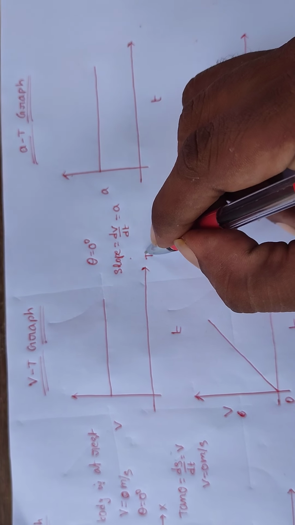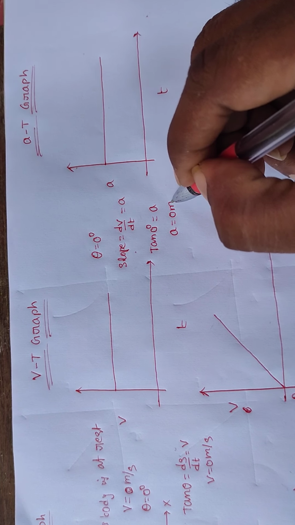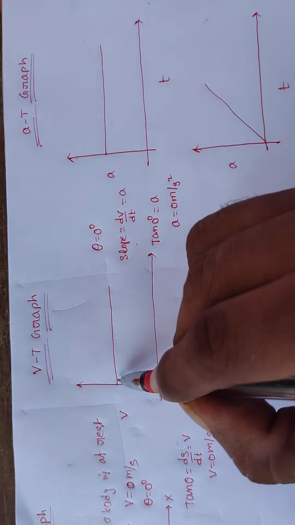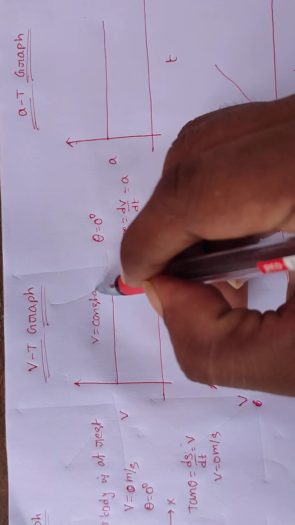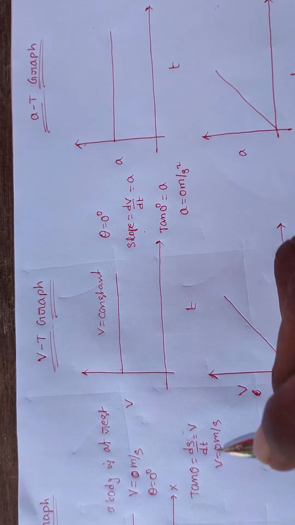Okay, so the formula for tan theta: just observe here, tan 0 degree. Then dv by dt equals acceleration. Tan 0 degree value, how much? 0. Therefore acceleration equals 0 meter per second square. But here the body is moving with constant velocity. Body is moving with constant velocity. So it is a very important note point.